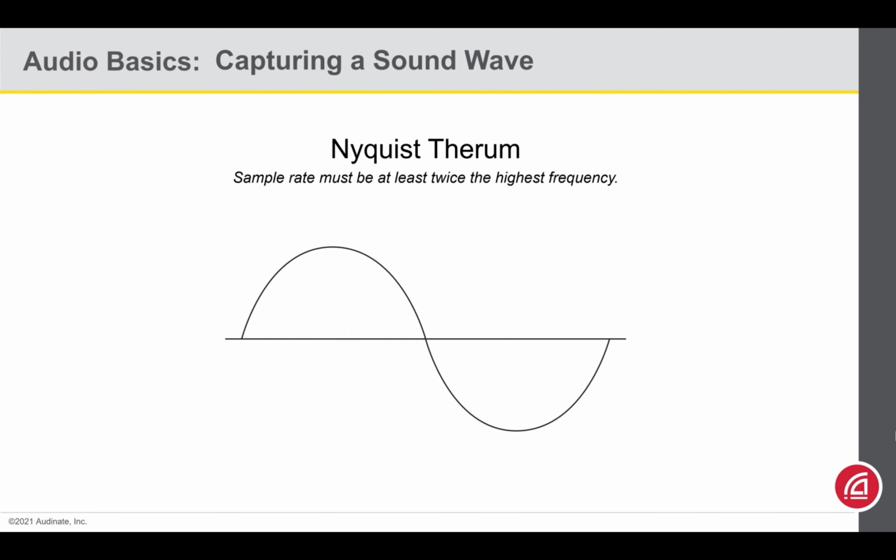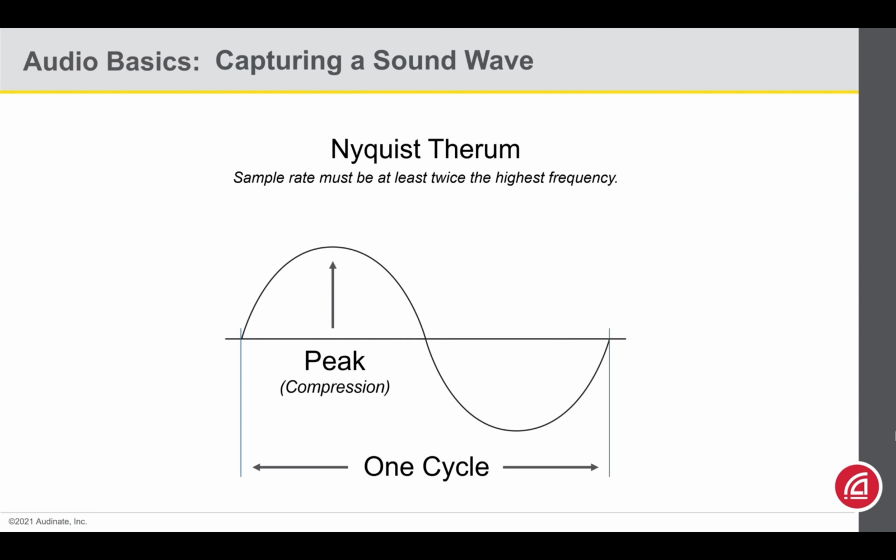About this point in the explanation of digital audio, usually instructors will bring up Nyquist's theorem. Now, simply put, Nyquist's theorem states that your sample rate should be at least double the highest frequency you wish to capture. So, why is that? Well, let's take a look. One cycle of a wave will include a peak, an area of compression, and a trough, an area of rarefaction. That forms one cycle of a sound wave.